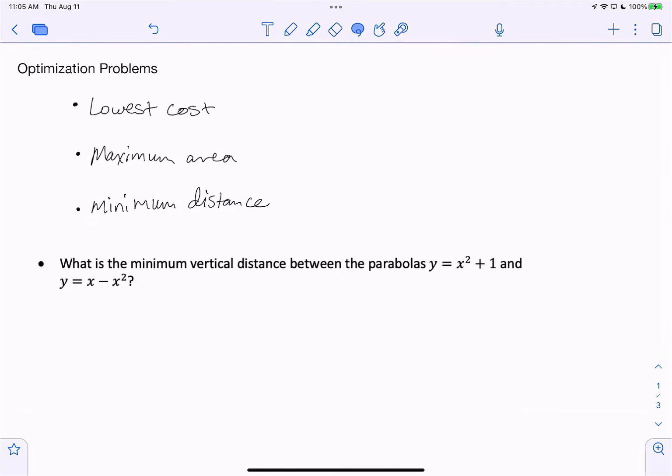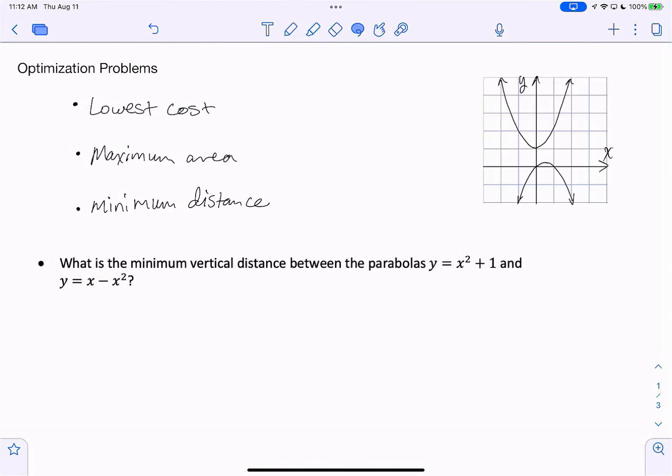Our first example is: what's the minimum vertical distance between the parabolas y equals x squared plus 1 and y equals x minus x squared? I generally recommend that if you can draw a picture, if there's a physical situation, that you do. Here we have a picture. It's the graph of two parabolas. One of them is y equals x squared plus 1 and the other is y equals x minus x squared. I'm not using a ruler to measure these things, so a quick sketch is good enough.